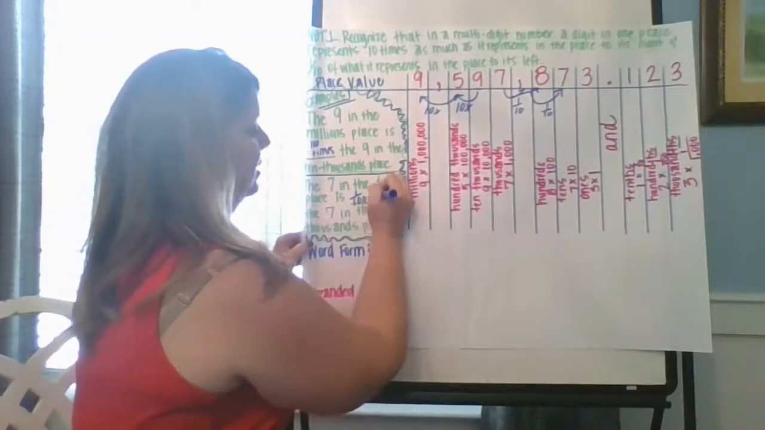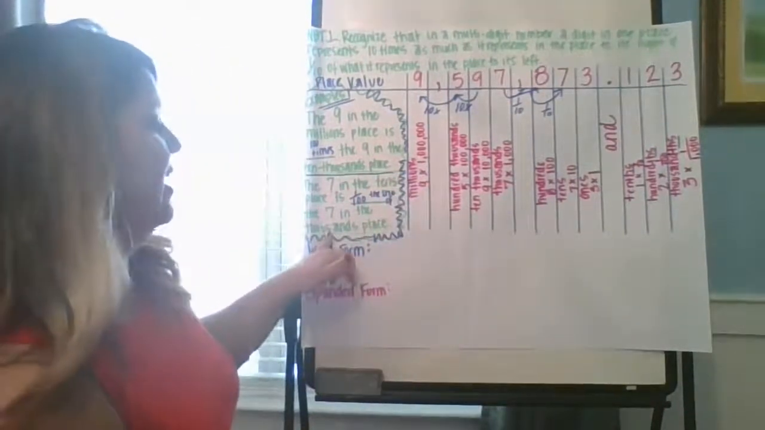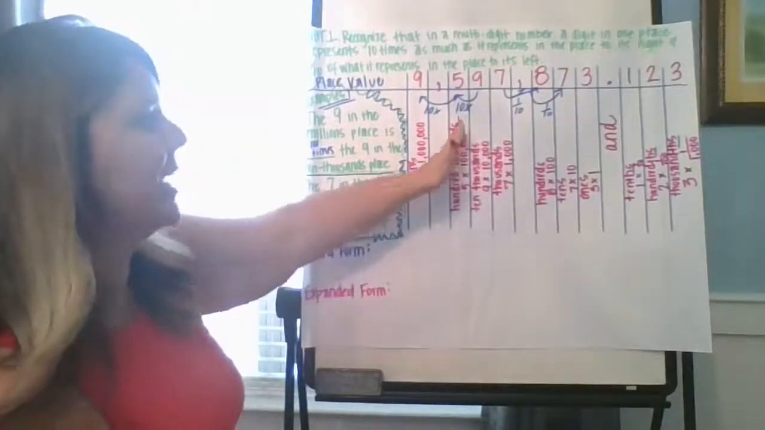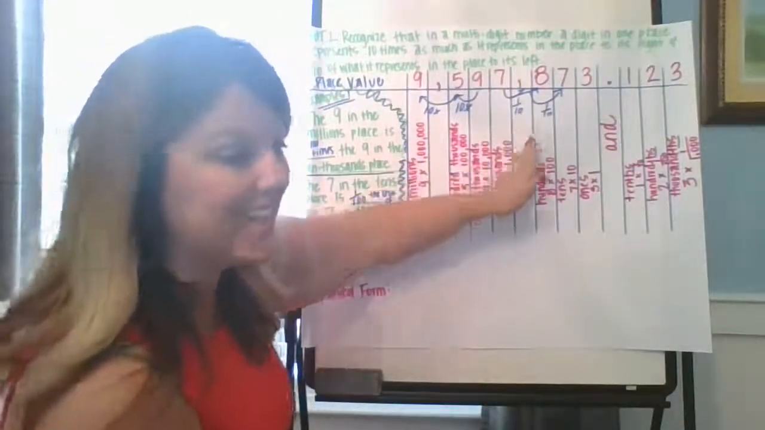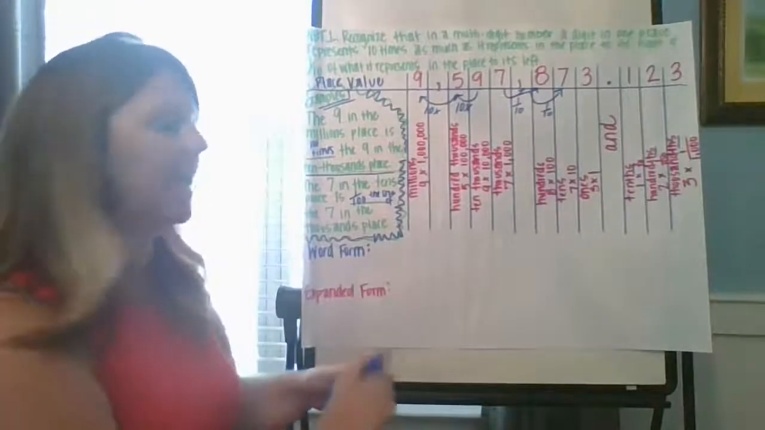The size of the 7 in the thousands place. So as we shift to the left, we get 10 times larger. As we shift to the right, we are 1/10 of the value, or 10 times smaller. This is going to take some practice.